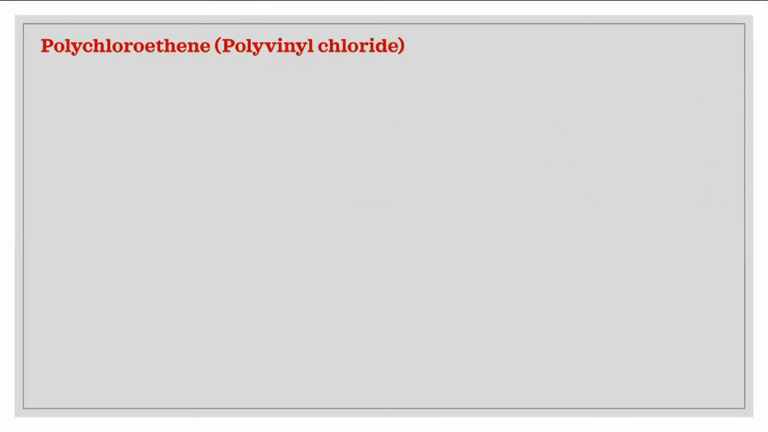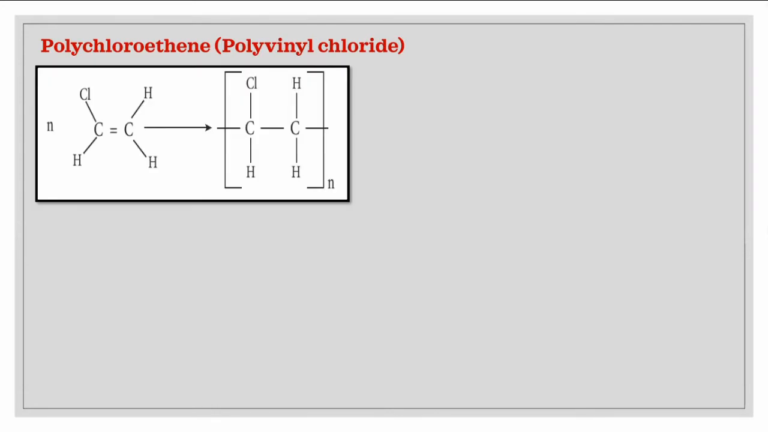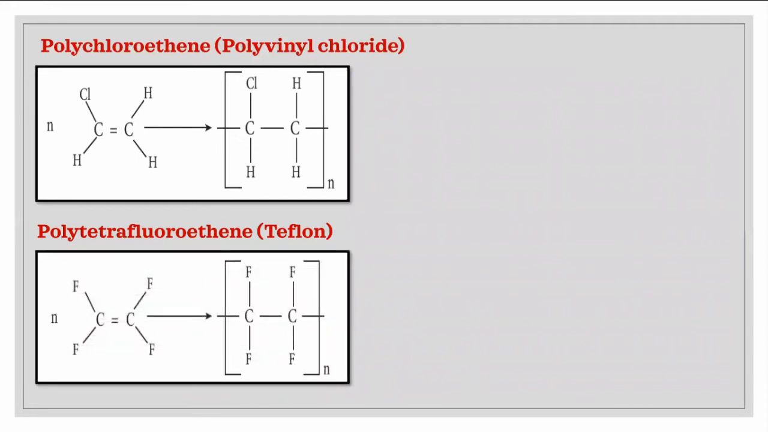Polychloroethene is another polymer made out of a derivative of ethene. When n number of chloroethene molecules polymerize, they form the compound polychloroethene, or polyvinyl chloride. Polytetrafluoroethene, or Teflon: when the derivative of ethene, tetrafluoroethene, polymerizes, it forms the polymer polytetrafluoroethene.